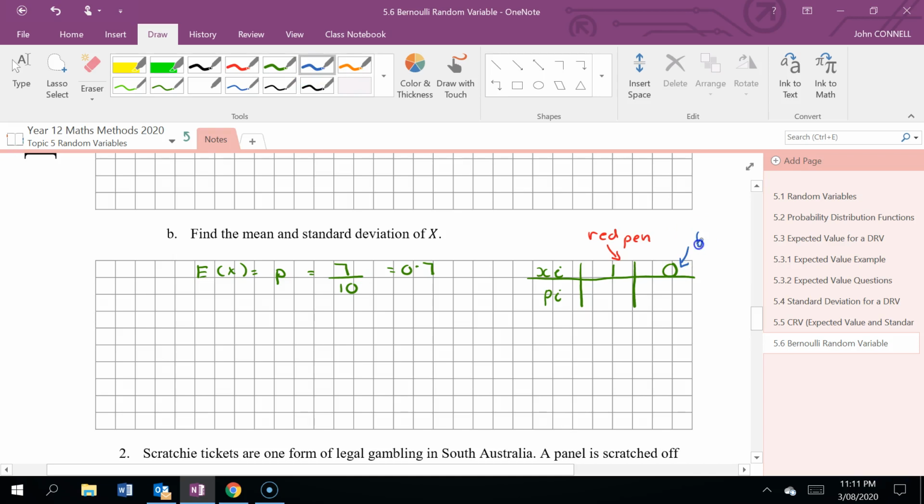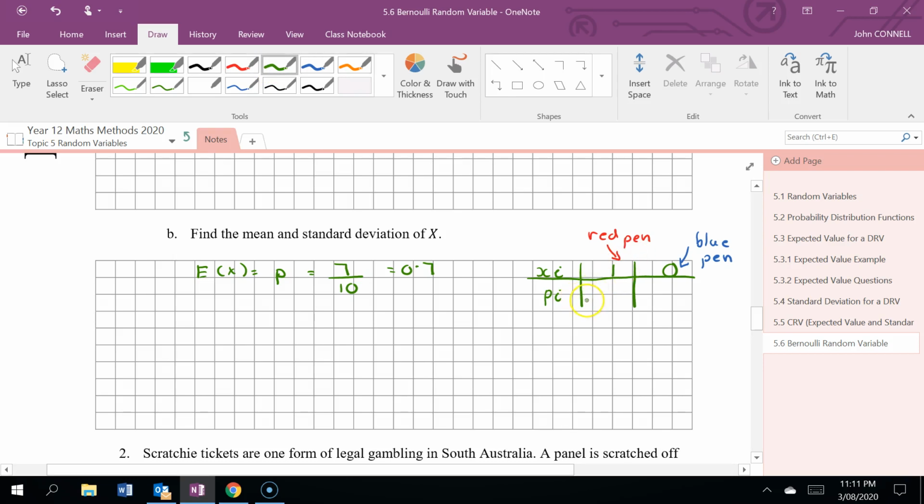Now I could have also said that x is the number of red pens I have after taking one pen out. So if I pulled out a red pen, then the number of red pens I've got is 1. If I pulled out a blue pen, then the number of red pens I pulled out was 0. That's another way of describing the same random variable.